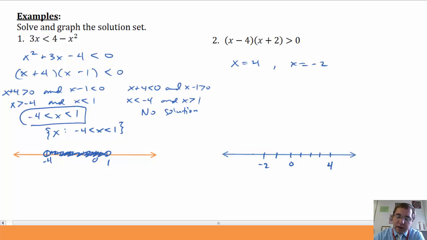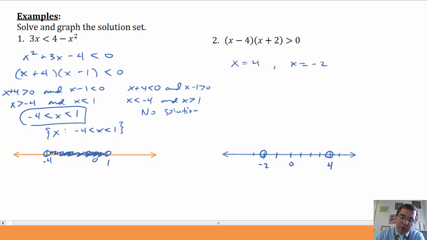So what we can do is pick numbers in each of the three sections that have now been defined on our graph. So we put an open circle at negative 2 and 4, because I can't include those. We want it to be greater than 0, and that's where it equals 0. But those are the boundaries, in a sense, of three different sections of my number line. And all I have to do is check one number in each of those three sections, and see whether or not it makes the inequality work.